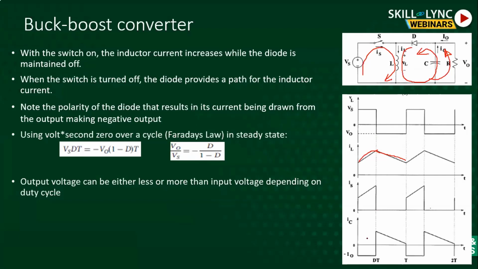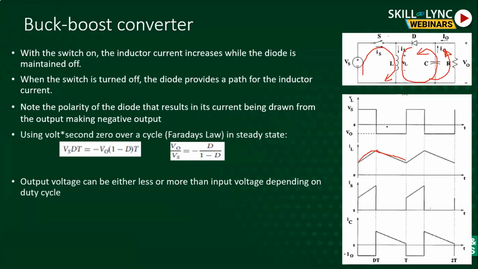So the capacitor current looks like this: it carries the output load current whenever the inductor is getting charged from the input, because at that time the capacitor is carrying the output load current. And during the inductor discharge time, the load is taken care of by the inductor.